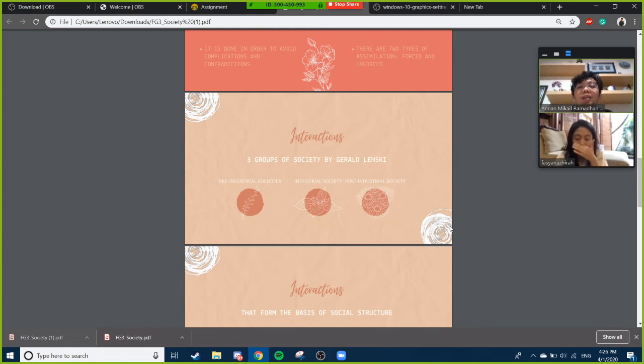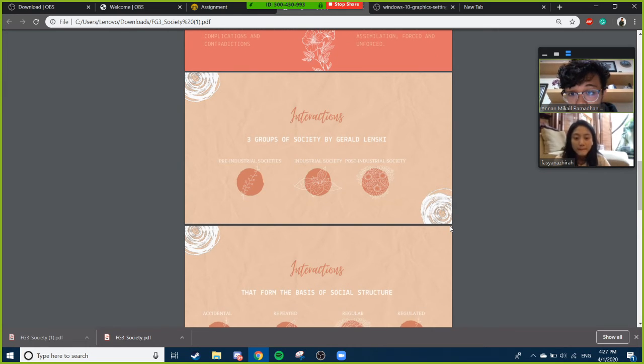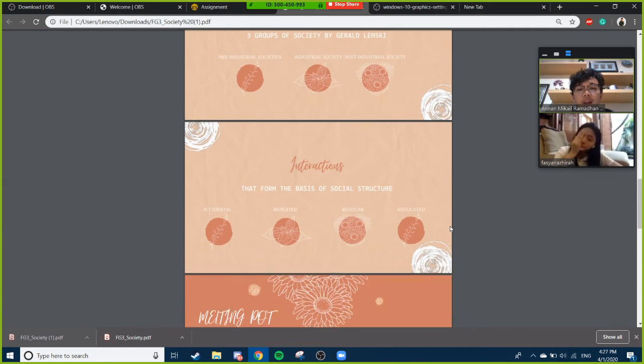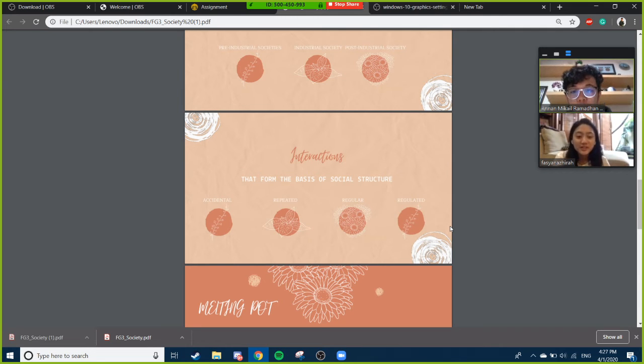And next is interaction. There are three groups of society according to Gerhard Lenski, which are pre-industrial societies, industrial societies, and post-industrial societies. Each interaction is different based on the era of how industries work: pre-industrial is still agricultural, the second is industrial society when we start to work on a bigger scale, and the third is post-industrial, maybe the current era. Interactions that form the basis of social structure are accidental, repeated, regular, and regulated.